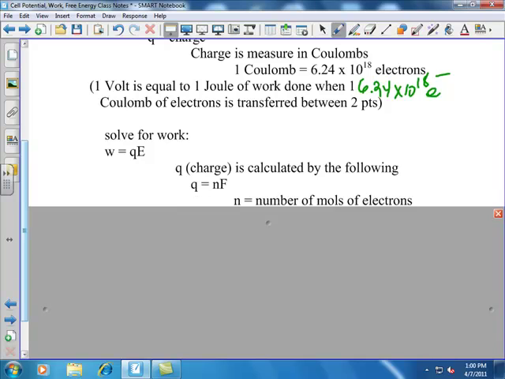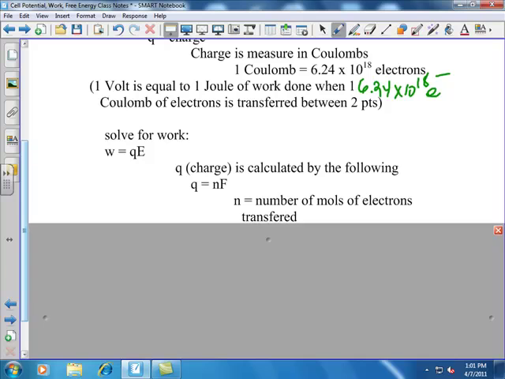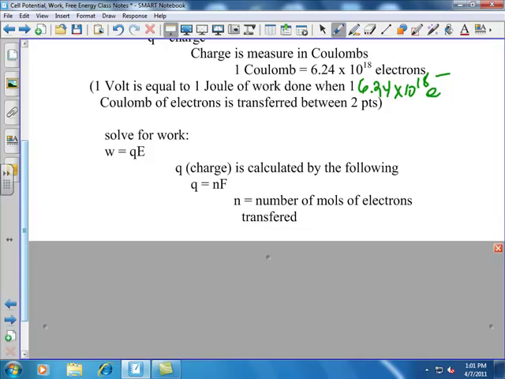N is moles, of course. It's the number of moles of electrons. That actually goes back to nRT, right? PV equals nRT. Now, how do I get the number of moles of electrons transferred? How do you find out how many moles of electrons are transferred?